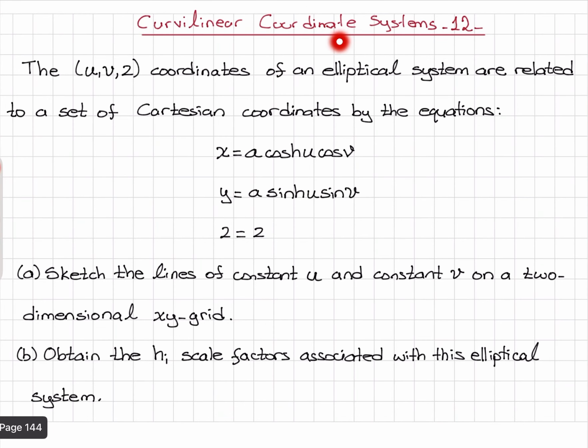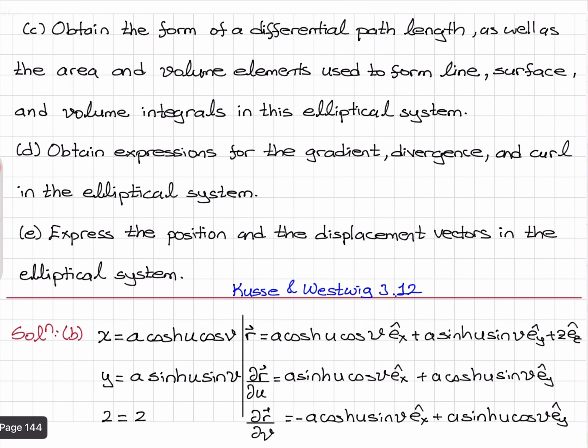Curvilinear coordinate systems 12. The u-v-z coordinates of an elliptical system are related to a set of Cartesian coordinates by this set of equations. And we've already done the scale factors in part B. We obtained the differential path length, area and volume elements, gradient, divergence, and curl. Now we will do part E.